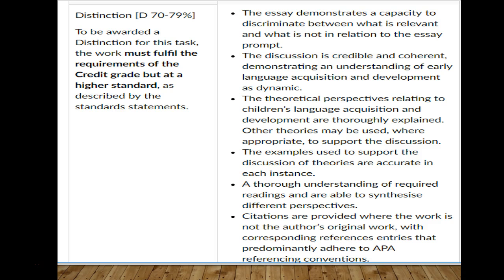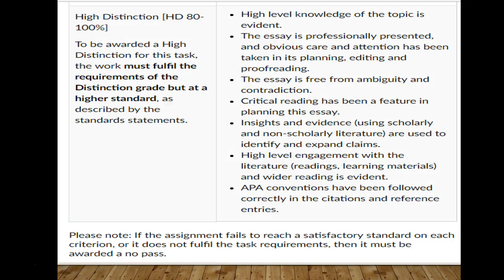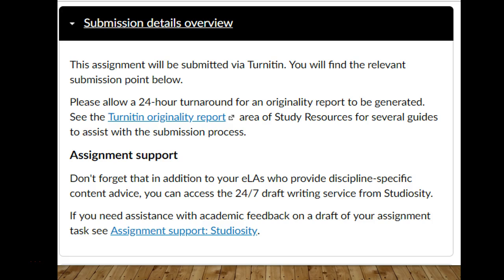And our distinction, as you can see, our distinction is getting more and more involved, and that's the same for our high distinction. I'm not going to go through them all because I know that you'll be well versed in looking at them and reading them and making sure that you're including as much as you can in your essay, remembering still that you only have 1,200 words.